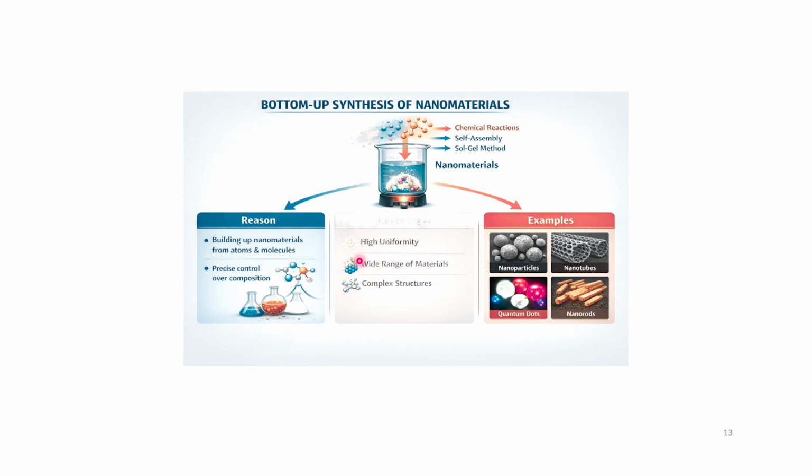So you can create a wide range of materials from this. You can take the same material and create a wider range of materials. And if you want to create complex structures, then also you use this method, because if you want to create complex structures, you need a certain uniformity, you need a certain precision that is possible with the bottom-up synthesis. So you create nanoparticles, nanotubes, quantum dots or nanorods according to your requirement.